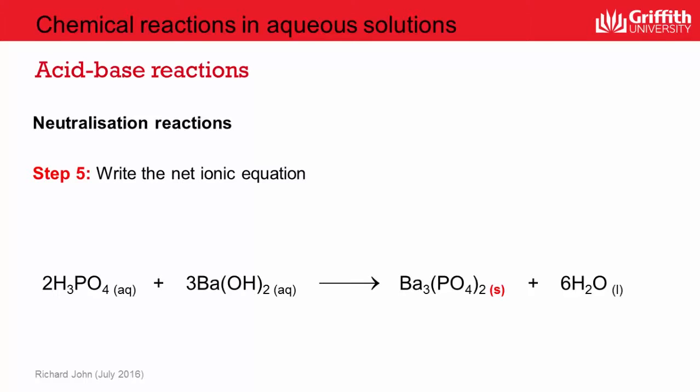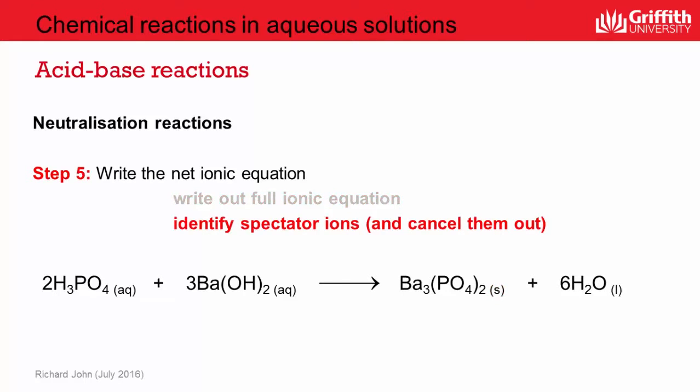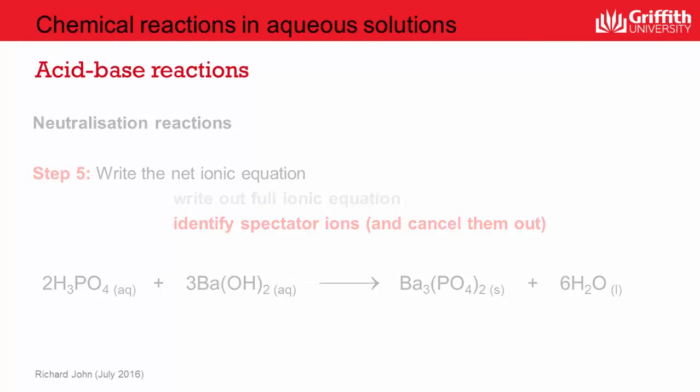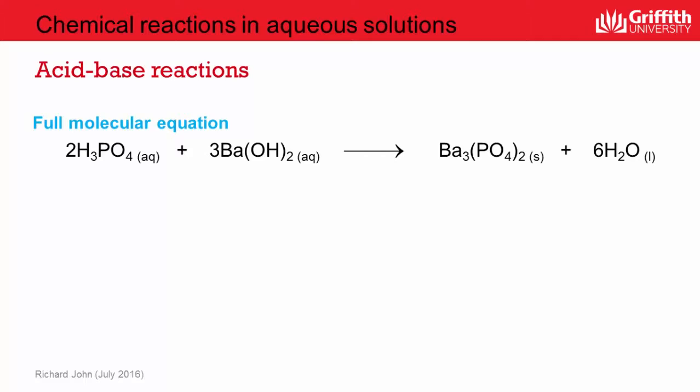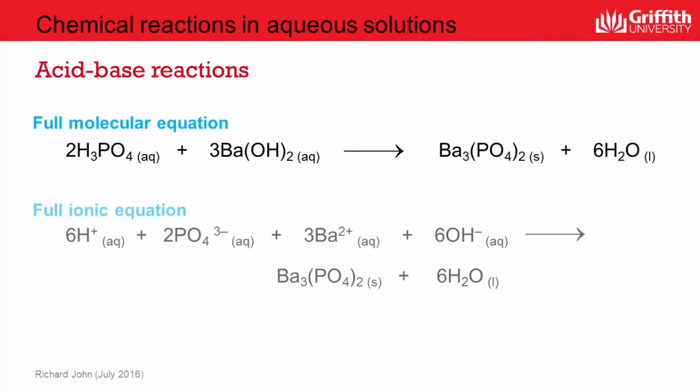So step 5, if we need to write out the net ionic equation, then let's write out the full ionic equation where all the strong electrolytes are written as individual ions, and then we're going to identify spectator ions and cancel them out to get the net ionic equation. So here's the full molecular equation that we've just balanced. We can write out the full ionic equation here where all the strong electrolytes are written as their ions individually solvated and floating around in solution.